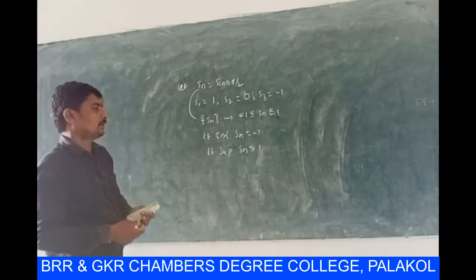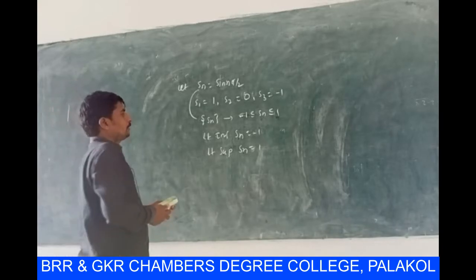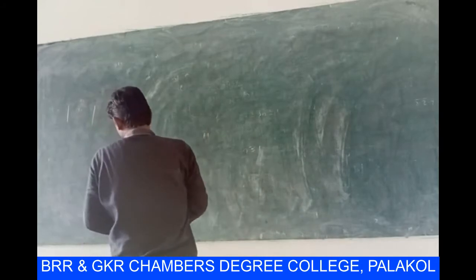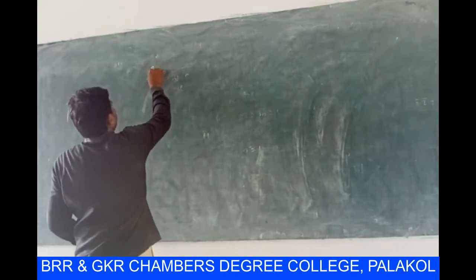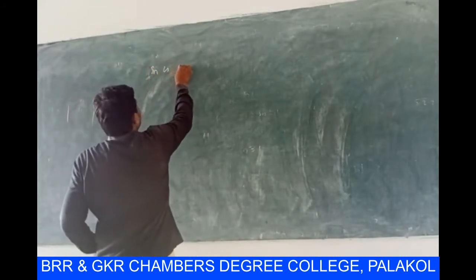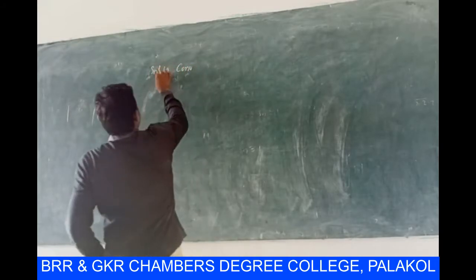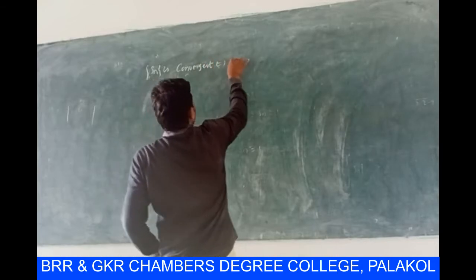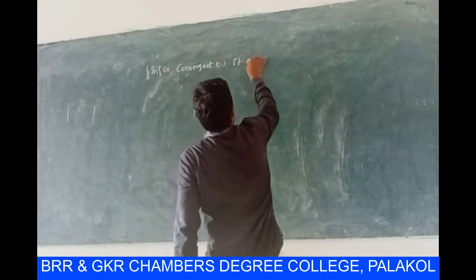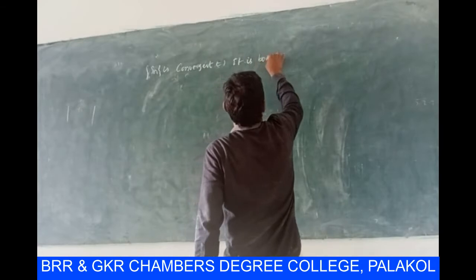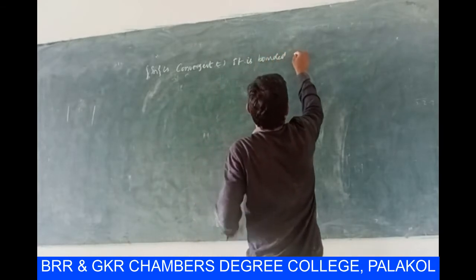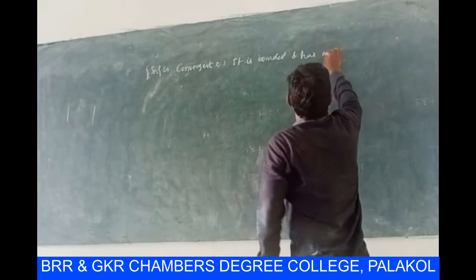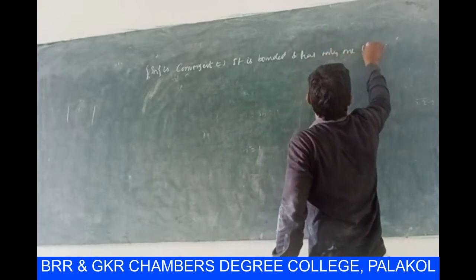Now let us see one theorem related to this limit infimum and limit supremum. A sequence Sn is convergent if and only if it is bounded and has only one limit point.